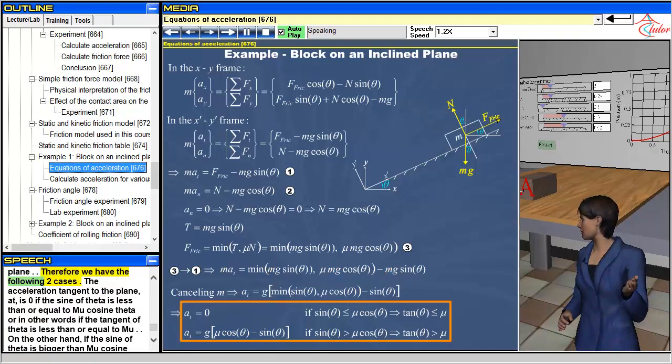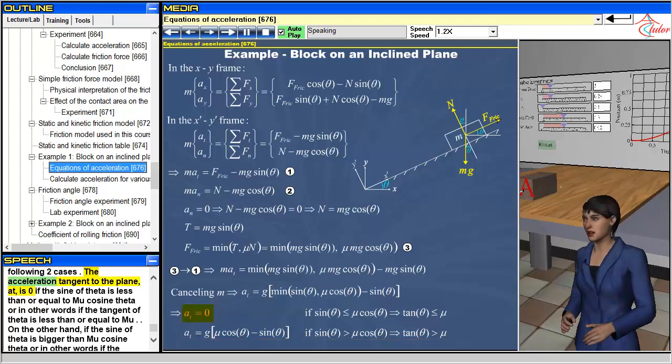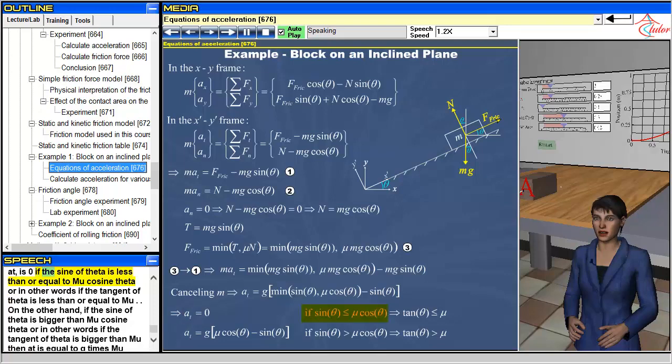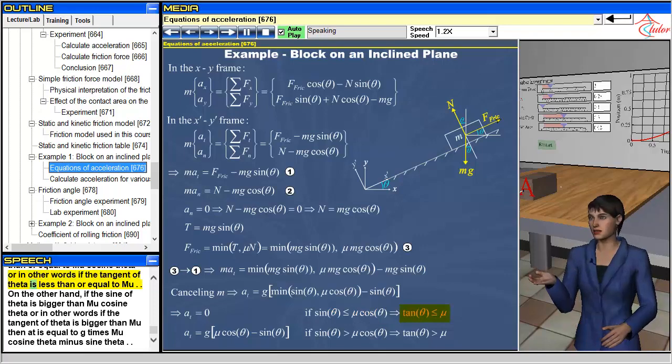Therefore we have the following two cases. The acceleration tangent to the plane, a_t, is 0 if the sine of theta is less than or equal to mu cosine theta, or in other words, if the tangent of theta is less than or equal to mu. On the other hand, if the sine of theta is bigger than mu cosine theta, or in other words, if the tangent of theta is bigger than mu, then a_t is equal to g times mu cosine theta minus sine theta.